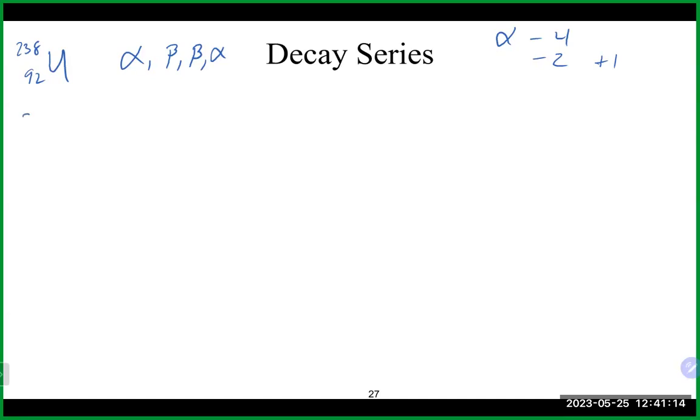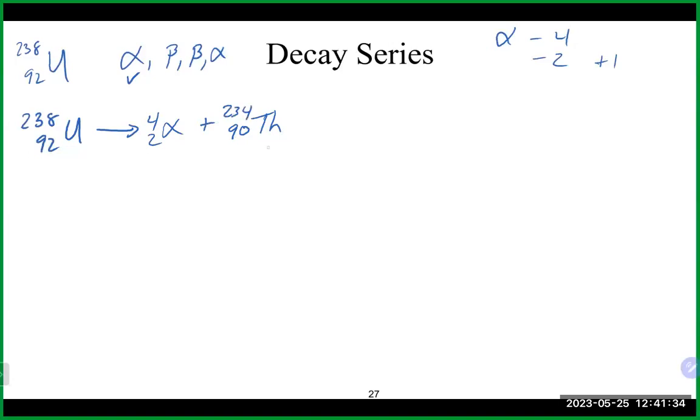So we would start with our 238 and our 92 uranium. The first thing that would happen here is it would go through an alpha decay. So we would do our alpha. That would leave us a 90, which if we go to the periodic table, number 90 there is TH. And it will leave us a 234 up on top.